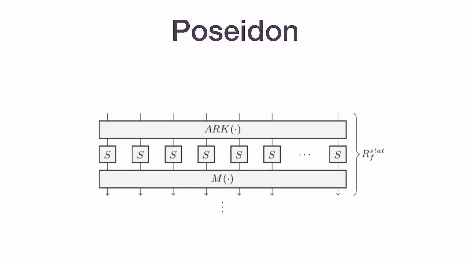So you add a constant in this layer. So inside of a SNARK, that's free. Then the M layer is like matrix multiplication. So this is also by a constant. It's by some constants. And so this is also free inside of a SNARK.